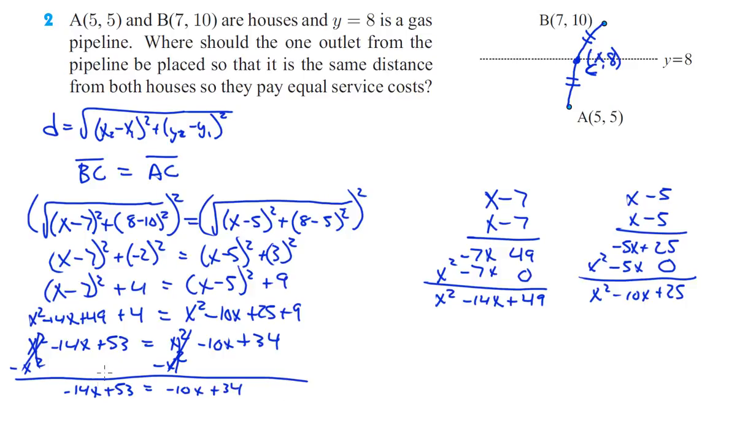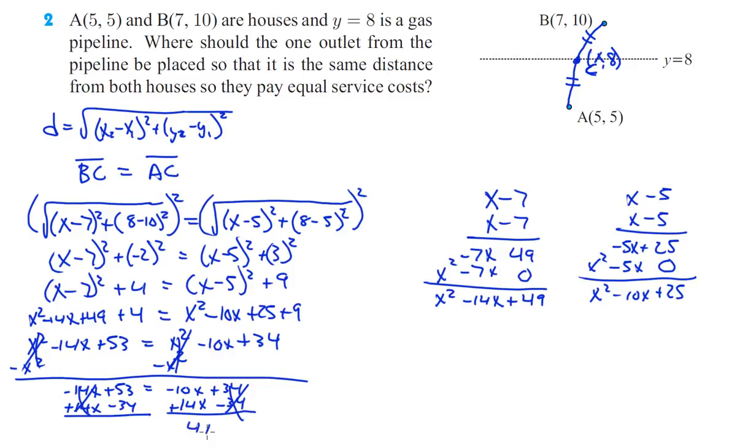And now we just need to solve for x, right? So I'm going to move my x's to the right side, because then I'll have positive x's here. So I'm going to add 14x to both sides. Right, and then since I'm moving the x's to the right side, I'm going to move my constants. So get rid of my 34, move those to the left side.